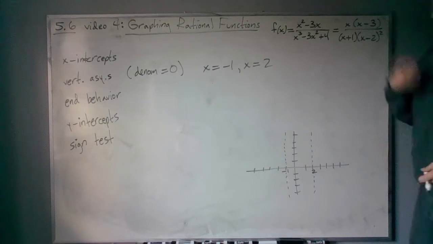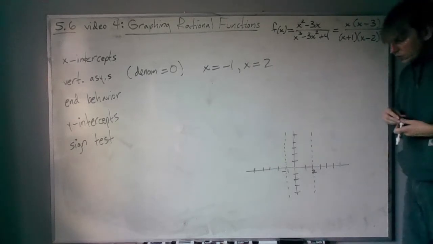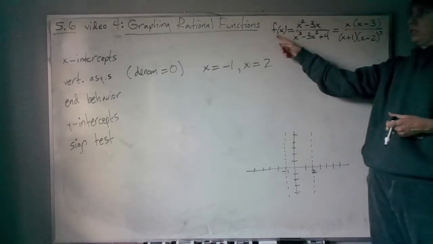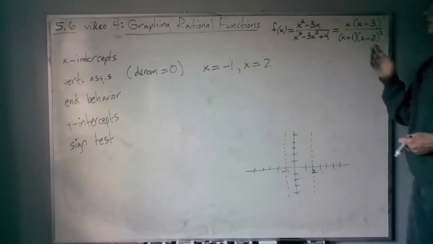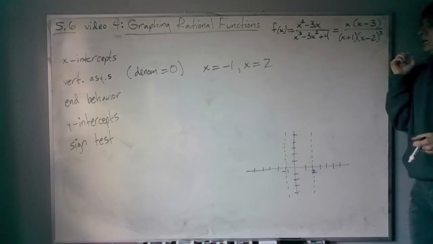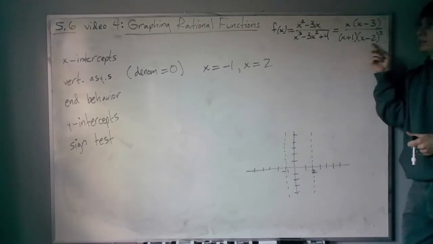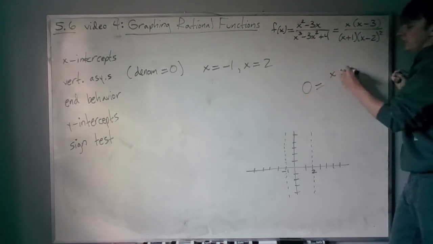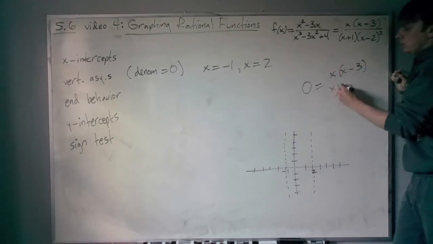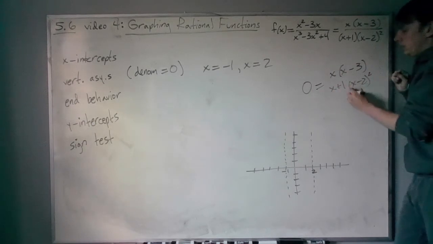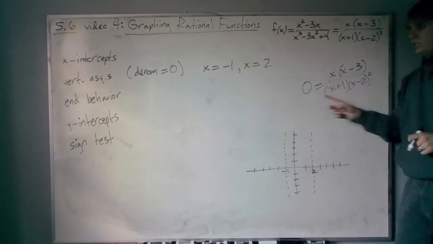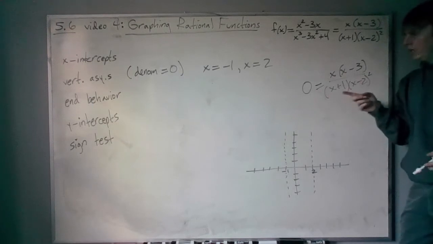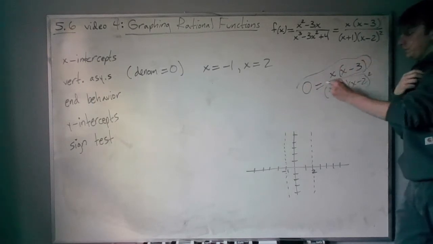Okay, next up I'm going to look at x-intercepts. So in order to find an x-intercept, I set y equal to 0 and solve for x. And I specifically did the vertical asymptotes first because if the denominator is 0, the left side isn't going to be equal to 0, right? If I'm trying to solve 0 equals (x minus 3) over (x plus 1)(x minus 2) squared, if the denominator is 0, it's not going to be equal to 0, it's going to be undefined. And so the only time that this guy can be 0 is when the numerator is 0.